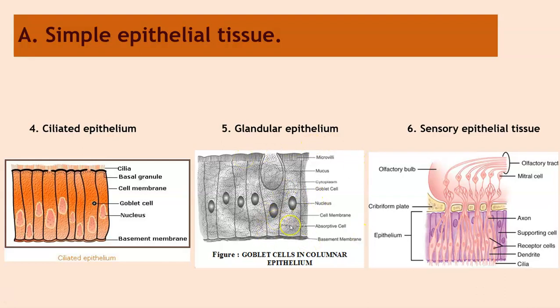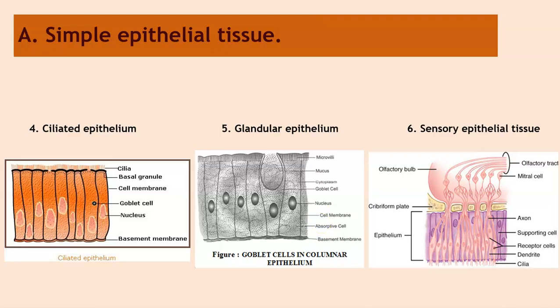Here, the cells may be columnar, cuboidal, or pyramidal in shape. The secretory granules are present in the cytoplasm. The gland may be unicellular, as in this case, and the cell is called the goblet cell of the intestine, or it may be multicellular, like your salivary glands. Now, depending on the mode of secretion, multicellular glands can be classified as duct-bearing glands, which are called exocrine glands.